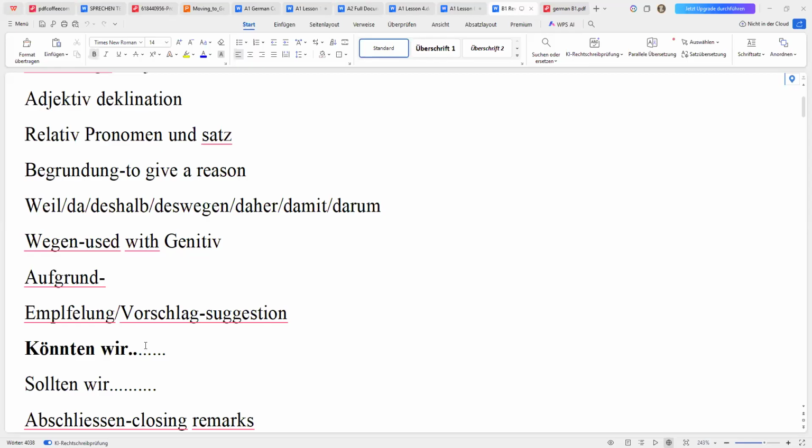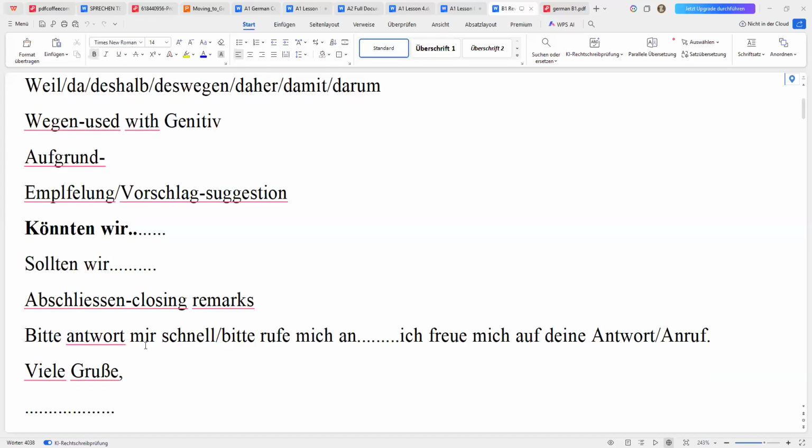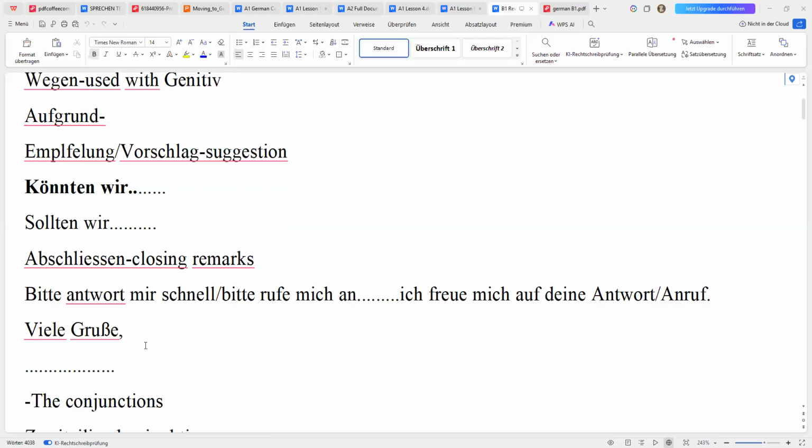of giving a suggestion. Then at last, you have the Schluss, the closing remarks. That is it. You've been told, bitte antworte mir schnell, bitte ruf mich an, ich freue mich auf deine Antwort oder ich freue mich auf deinen Anruf, then viele Grüße and so on. So that is it on the Schreiben Teil 1.